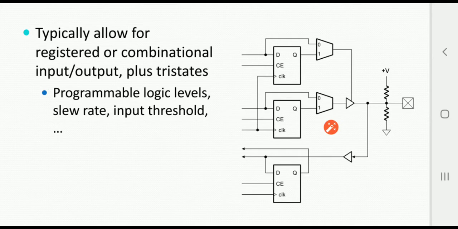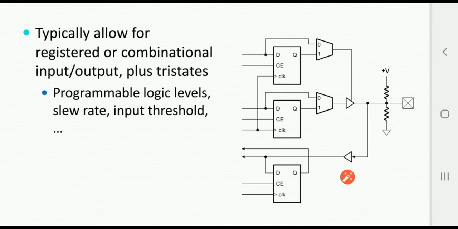Registered means sequential here. Next, the top mux and flip-flop are used to control the high impedance state of the tri-state driver. Similarly, the middle flip-flop and mux are used to control the output logic of the tri-state driver, whether it is logic 1 or logic 0. For logic 1, a pull-up resistor is used; for logic 0, a pull-down resistor is used.